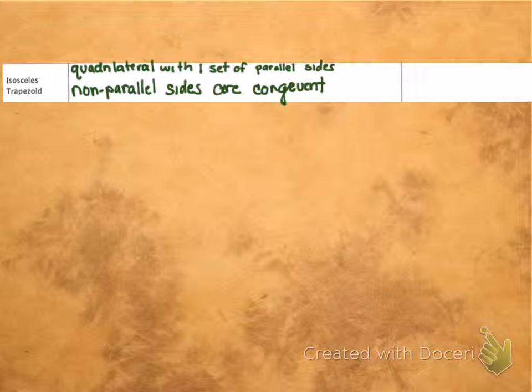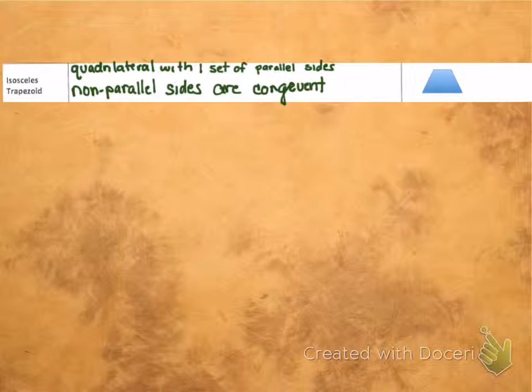Another kind of special trapezoid is an isosceles trapezoid, and that word isosceles may be familiar to you. We have probably seen an isosceles triangle before, but of course isosceles trapezoid is a quadrilateral, so it has four sides. The special part about this is that the non-parallel sides of this isosceles trapezoid are congruent.